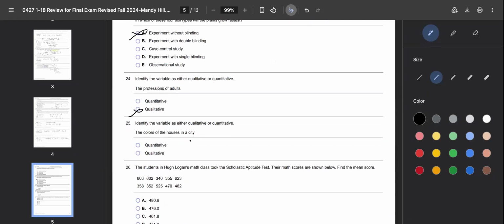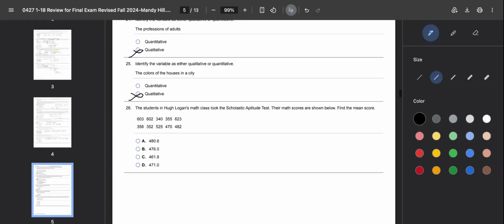Identify the variable as either qualitative or quantitative. The colors of the houses in a city. Well, green, blue, pink, whatever. Those descriptions are all words, and so they are not numbers, and so it's qualitative.